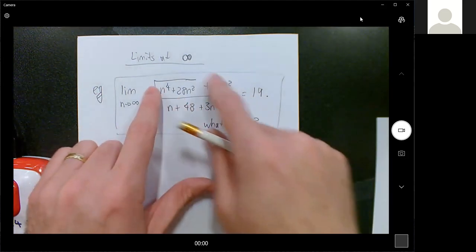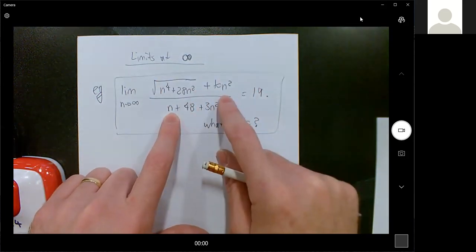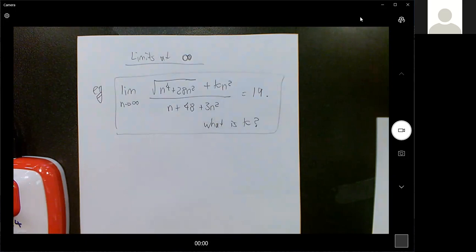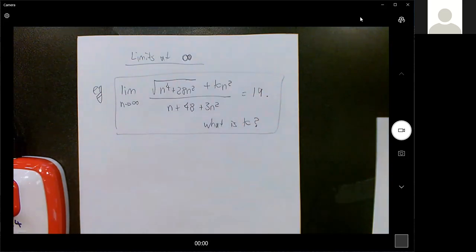So it looks like the top's roughly n squared sized, the bottom's n squared sized, so those n squareds are going to cancel each other out and we'll just get a plain number. So that's good. It's doing what I expect it to do. I expect this answer to be a number and not involve any n's.